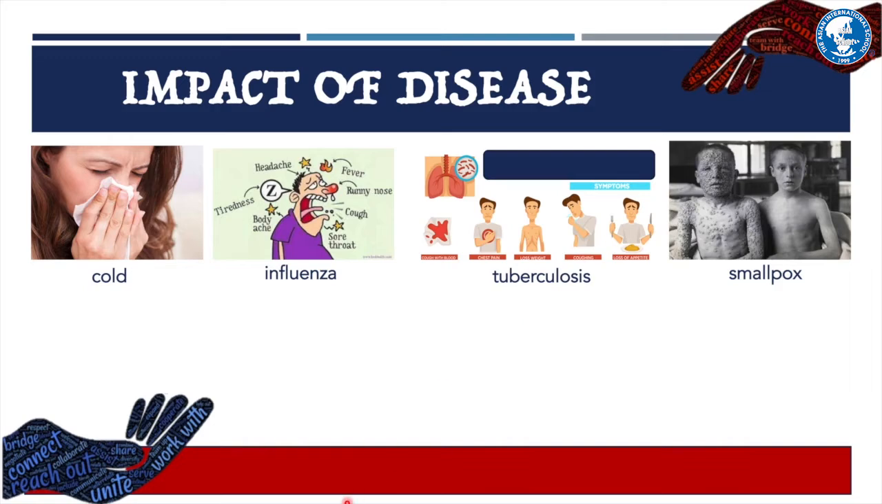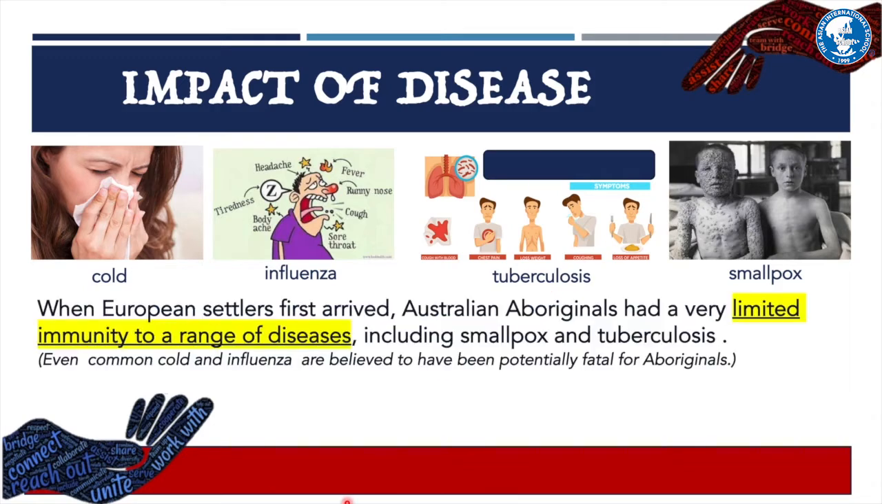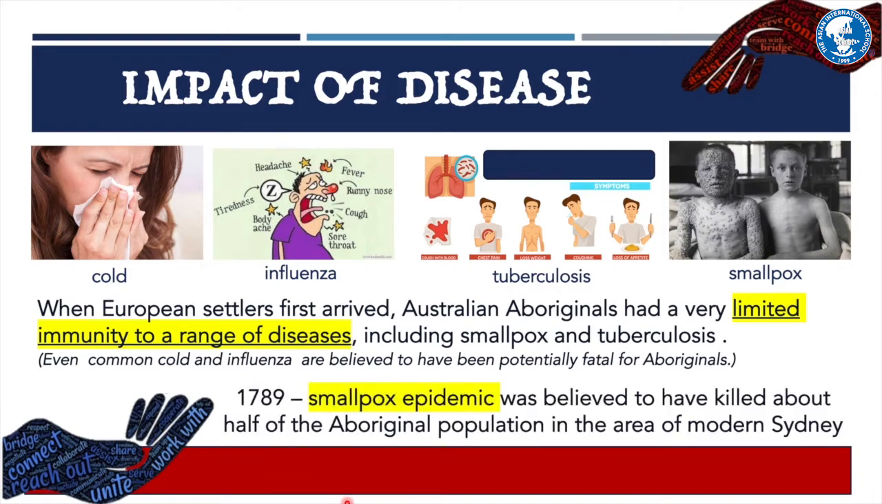Okay, now, when European settlers first arrived, Australian Aboriginals had very limited immunity to a range of diseases, including smallpox and tuberculosis. Even common cold and influenza are believed to have been potentially fatal or deadly for the Aboriginals. And in fact, in 1789, the smallpox epidemic was believed to have killed about half of the Aboriginal population in the area of modern-day Sydney. So that's it.